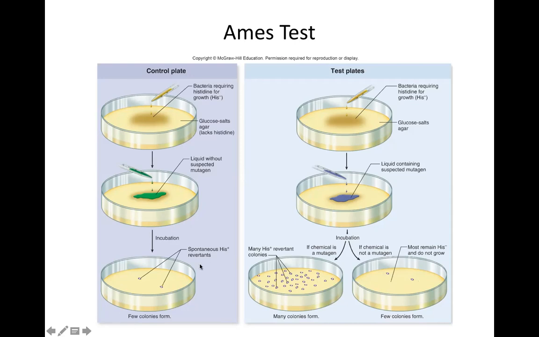And this is why it's really important to do that control. If you didn't do this control here on the left, you'd have no idea officially if these bacteria spontaneously reverted or if the reversion was induced by a mutagen. So you always need to do this control plate to compare back to your mutagen, to make sure that you're not looking at a spontaneous reversion, you're looking at an induced reversion. Okay?